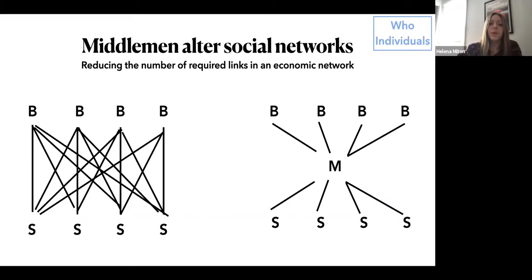Another thing that really helps is the emergence of middlemen. And what's interesting is that middlemen basically just alter social networks, and they reduce the number of links required in an economic network. So if you want to connect four buyers and four sellers all with each other, you can either have basically four links per individual in this whole thing, or you can just use a middleman. In that case, every one of those 8 agents just needs one link to the middleman to access four potential economic partners.